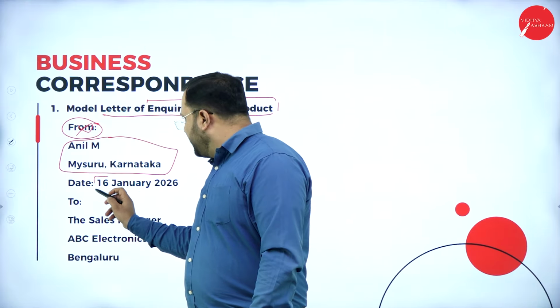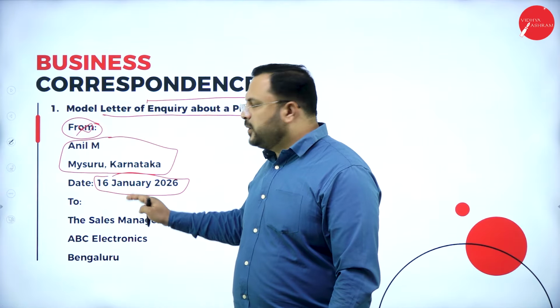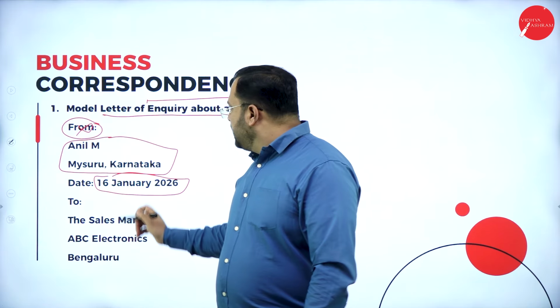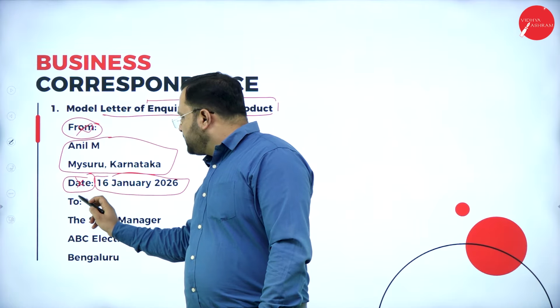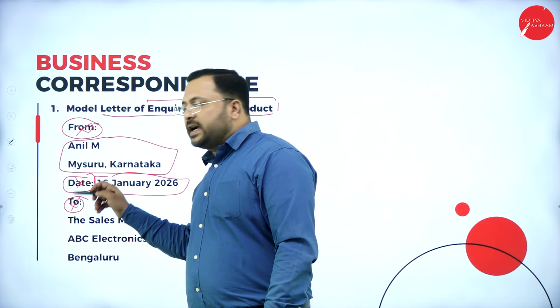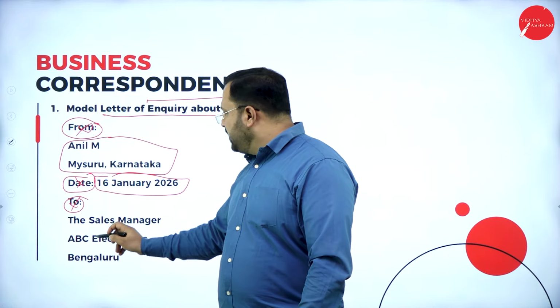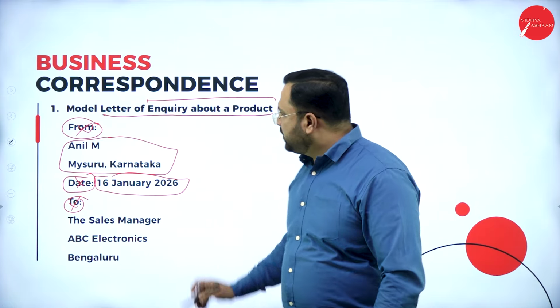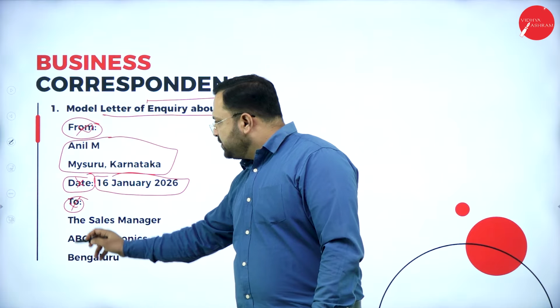Then you should write the date in this format. Follow this format only to avoid confusion. Don't write the word "date". Then comes the to address. Don't write "to". Just write the to address: The Sales Manager, ABC Electronics, Bangalore. So first is the from address, date, and to address.